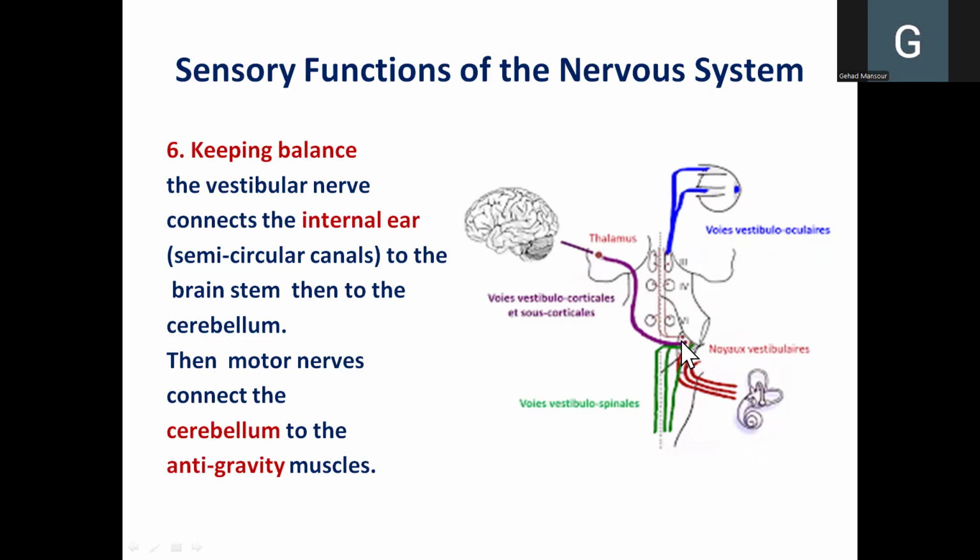And then, as you can see, the cerebellum will send two types of fibers: ascending fibers to the thalamus and then to the cerebral cortex, and descending fibers, and this is important, to the spinal cord. So here you have the vestibulospinal tract. So these fibers descend from the cerebellum to the anti-gravity muscles to correct the position of the body, and they are called cerebellospinal fibers.